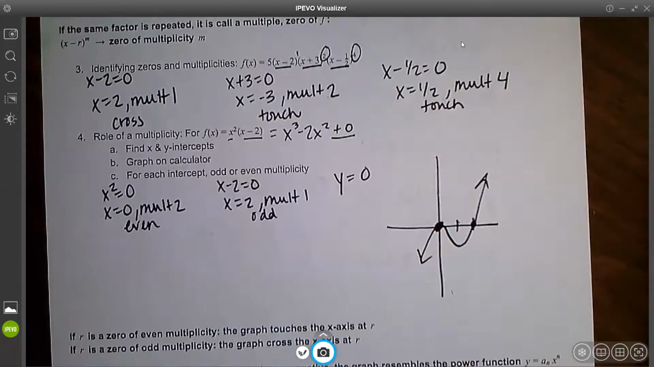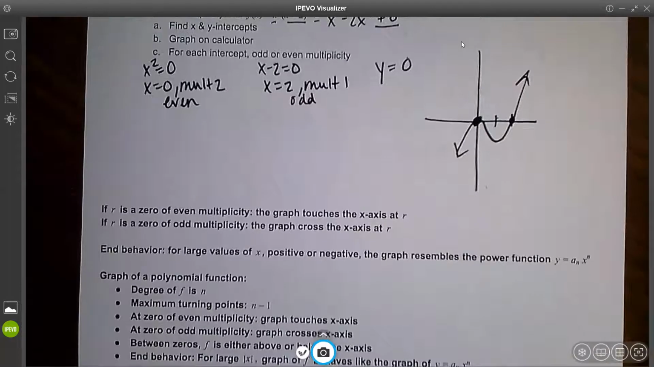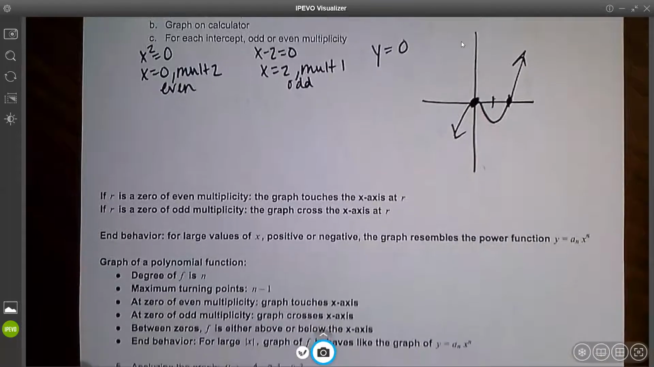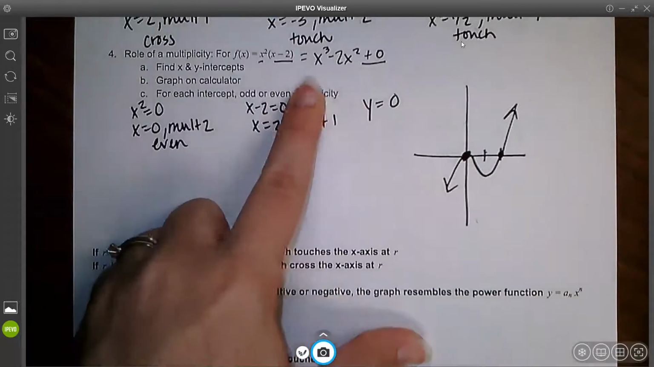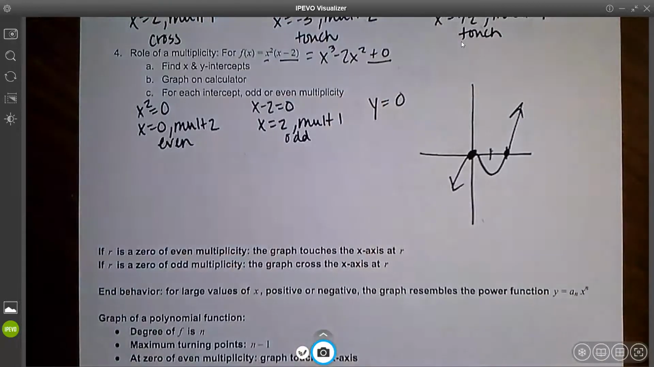Graph of a polynomial function, degree of f is n, it's the highest power. The number of turning points is n minus 1. So this was a cubic equation. That means the direction, whether it's increasing or decreasing, will turn at n minus 1, or your degree minus 1 places. So we had 3, so this one will turn at a maximum of 2 places. It doesn't have to be 2, but it's a maximum of 2, and you'll look at your graph to see what it is.